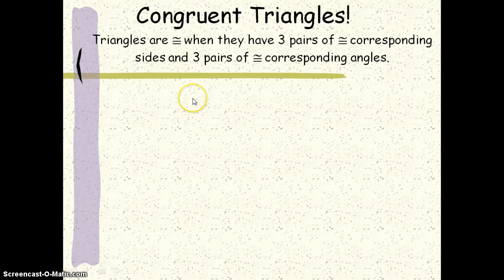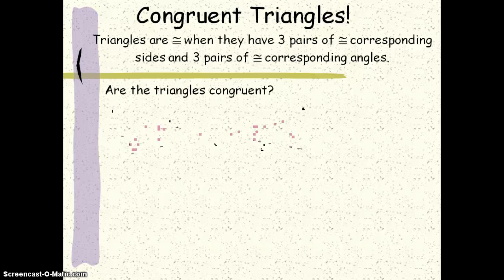Now we're going to talk about congruent triangles. This whole chapter is focusing on triangles. Triangles are congruent when they have 3 pairs of corresponding sides and 3 pairs of corresponding angles that are both congruent. So we need congruent sides and congruent angles.